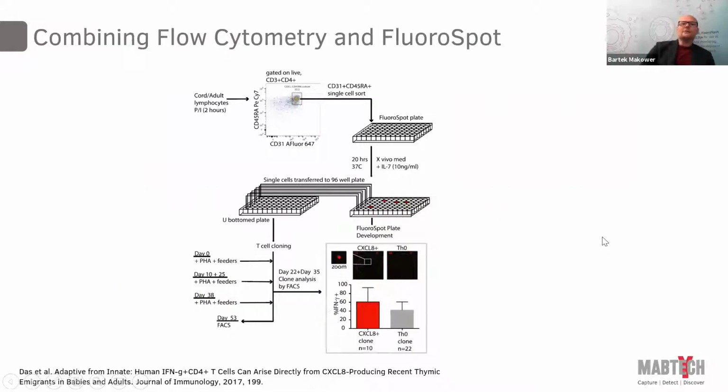You can also combine flow cytometry and FluoroSpot. This very interesting paper uses first flow cytometry to gate on CD3, CD4 positive T cells, and then 2 other cell surface markers, and using single cell sorting into FluoroSpot plates. And then they sort a single T cell into the plate, and in FluoroSpot, they can see that this T cell secretes IL-8, which they were interested in this case, and not interferon gamma.